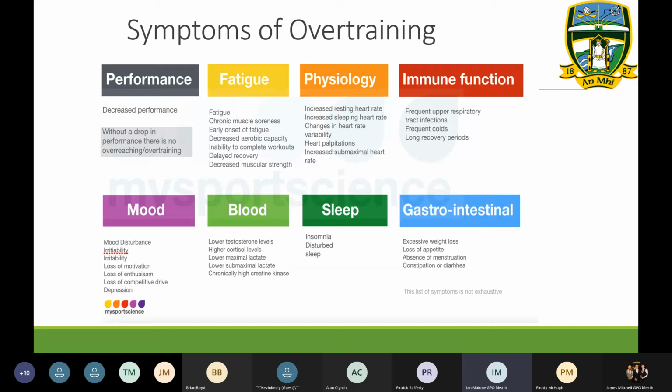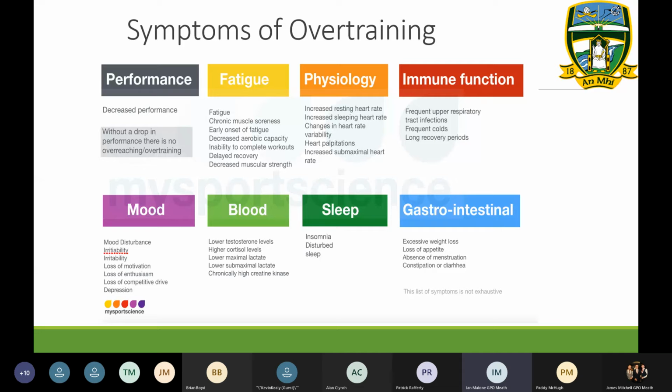Sleep is another thing. If you're suffering from overtraining, you could have disturbed sleep, or you could have insomnia where you're not able to get to sleep, or even when you do get to sleep, you feel like you're waking up and getting disturbed quite a lot. The last one there is gastrointestinal. You could have excessive weight loss, a loss of appetite, absence of menstruation when it comes to female players, or you could have constipation or diarrhea. So those are just some of the symptoms of overtraining that you can look out for.